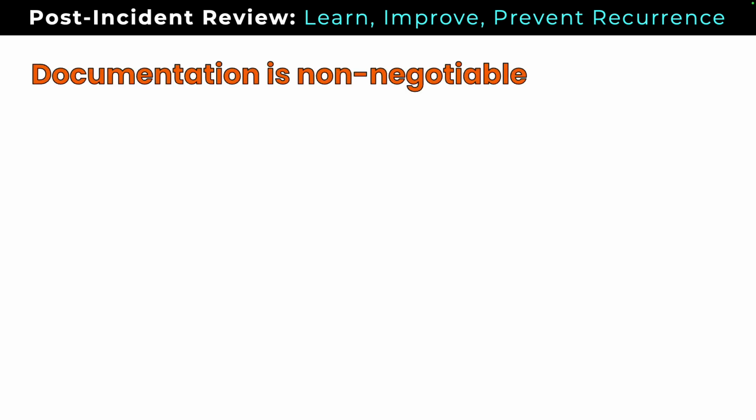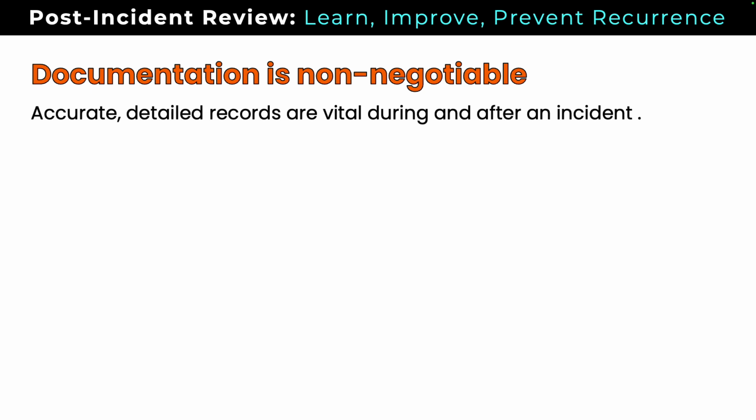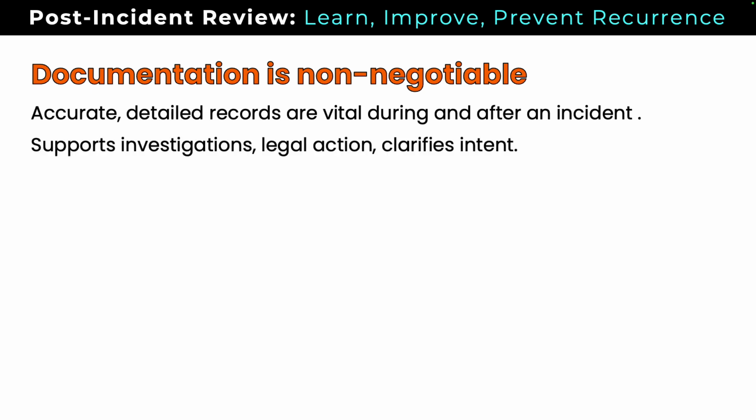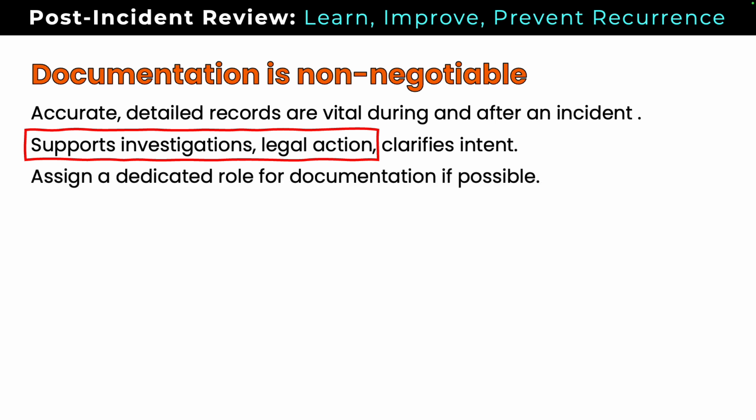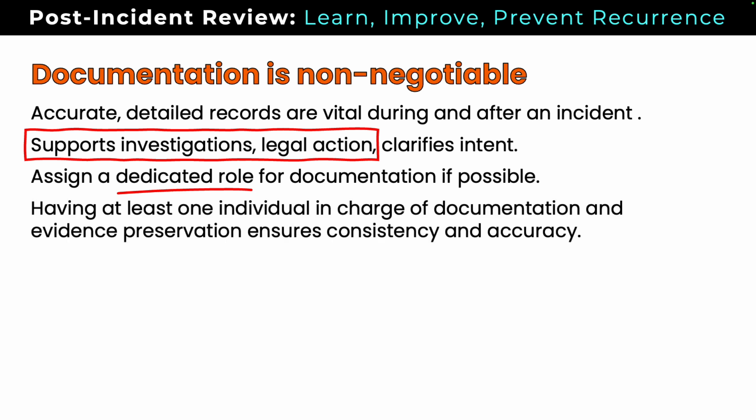So documentation, as I mentioned, very important, non-negotiable. Accurate, detailed records are very important during and after the incident. These will support investigations, legal actions, clarify intent, give us information that will support our future improvements. We want to assign a dedicated role for documentation if possible. Having at least one individual in charge of documentation and evidence preservation ensures consistency and accuracy. So having one person handle that for a particular incident is generally a good idea for consistency.